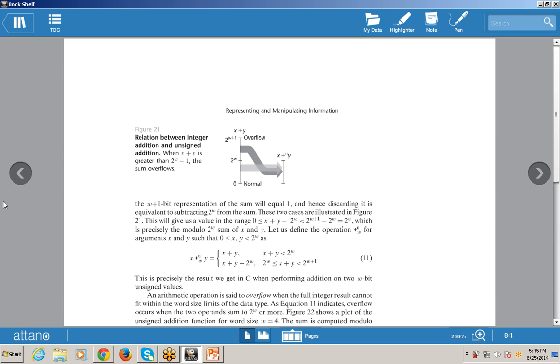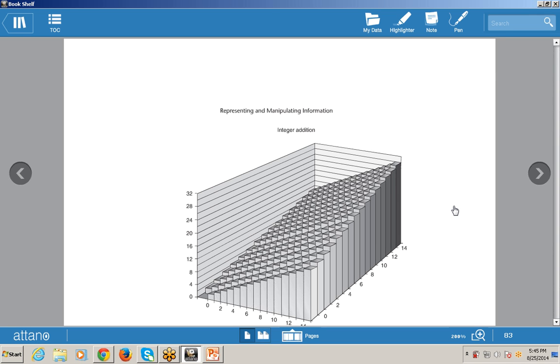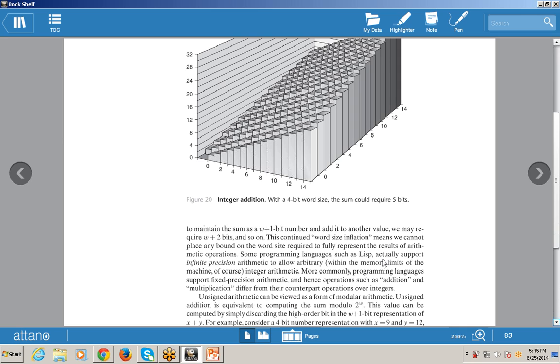This will be add. So this is how we can add the unsigned numbers.